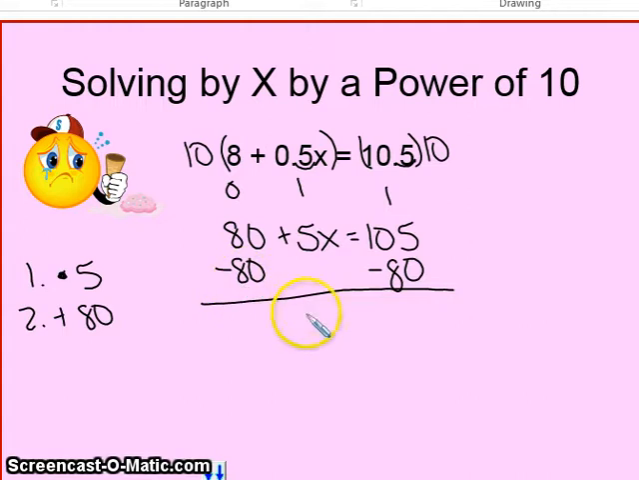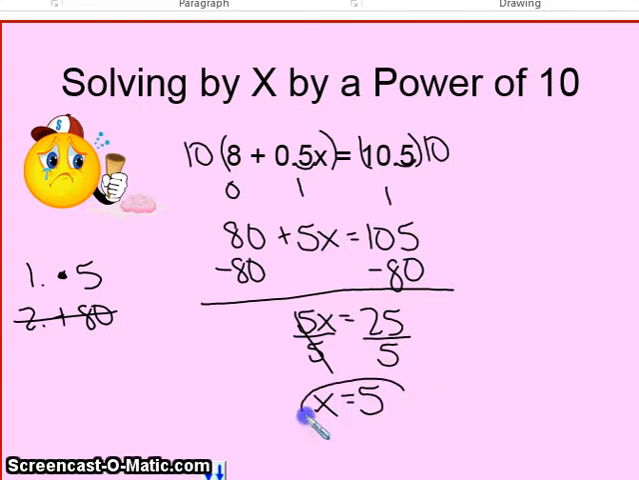Now 80 minus 80 is 0, so on the left side I'm just left with 5x. And 105 minus 80 is 25. Taking care of undoing that add 80 step, the next step is multiply by 5. So I'm going to do the opposite and divide by 5, both sides of my equal sign. 5x divided by 5, my 5's cancel, and I'm just left with 1x. And 25 divided by 5 is 5. So the solution to this equation is x equals 5. That means we could plug 5 in for x in our original equation and have a true statement like 10.5 equals 10.5.